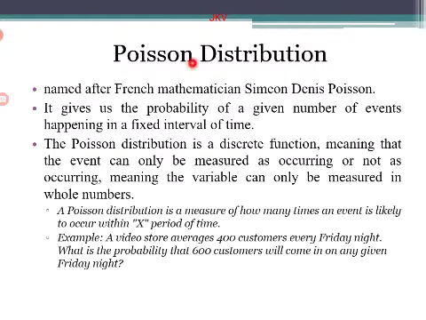Next one is Poisson distribution. Now, this is named after a French mathematician Simon Denis Poisson. It gives us the probability of a given number of events happening in a fixed interval of time. That is, what this particular Poisson distribution is, that how many number of events are happening at a fixed interval of time. For example, every day we are hearing the news.